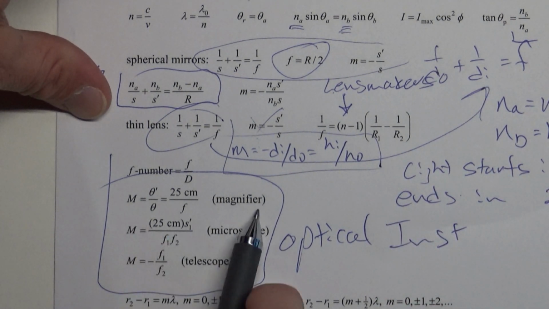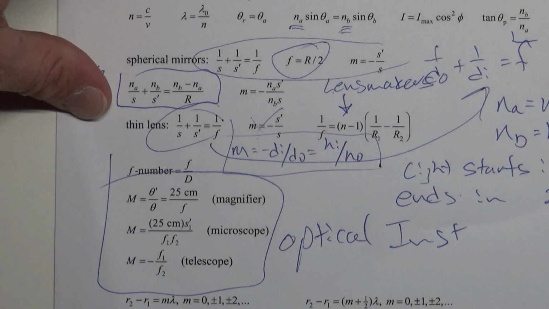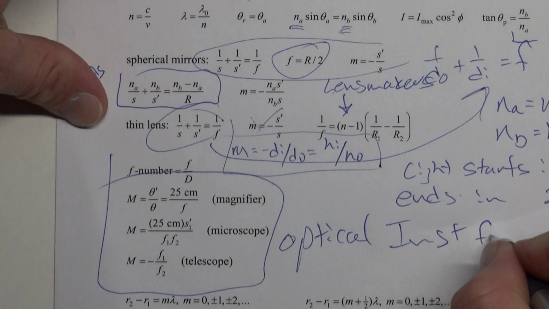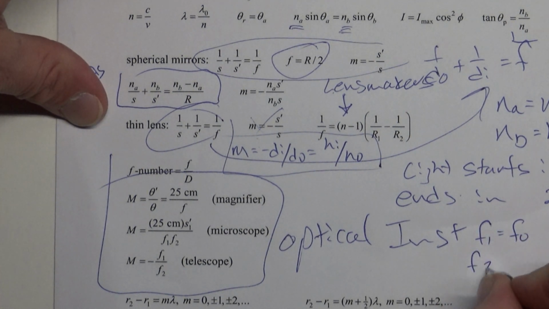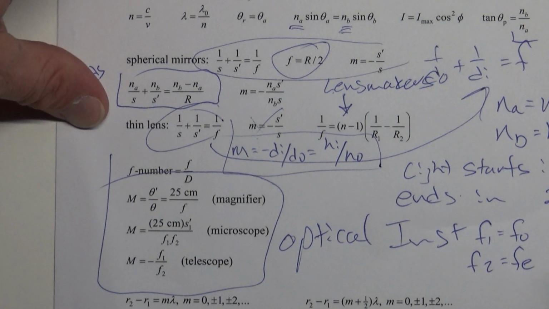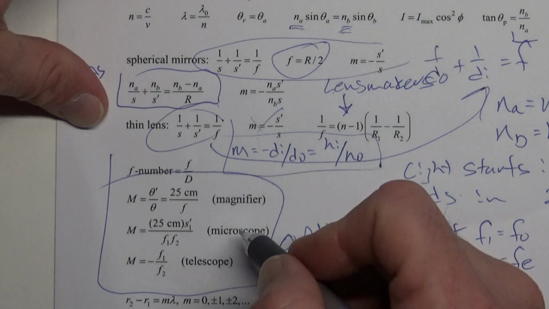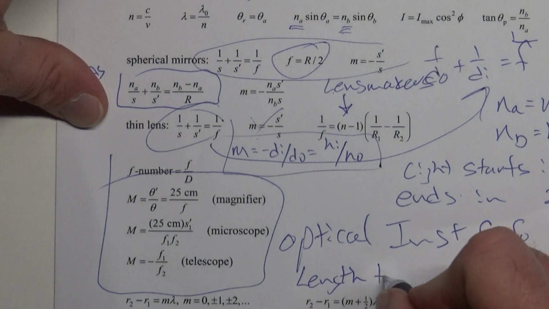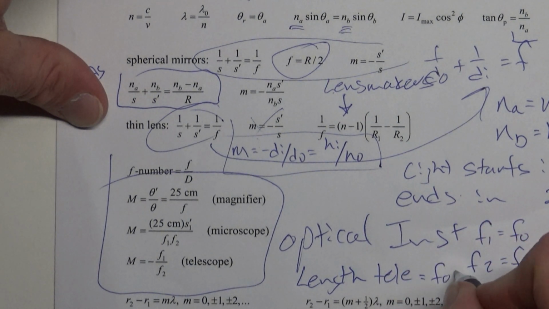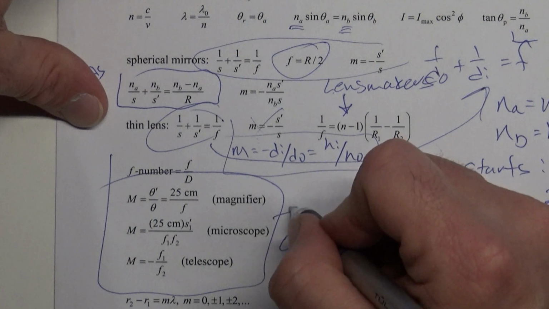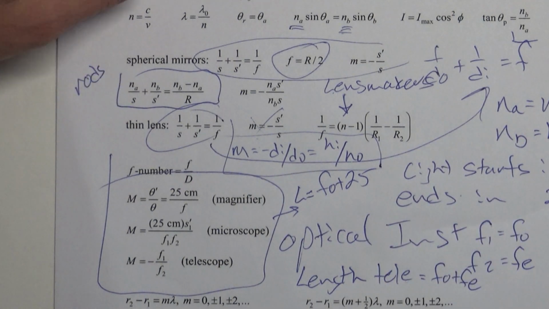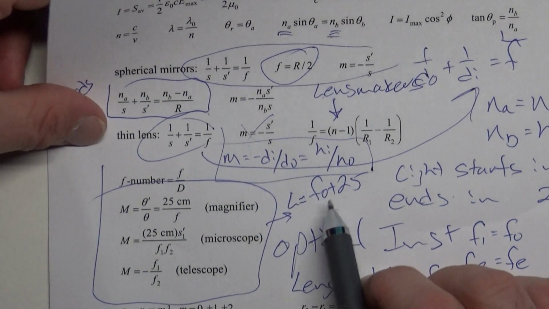All right, over here we get optical instruments. Okay, we have the magnifying glass, which, yeah, that's pretty much what that is. This is a microscope. Now, in both the microscope and telescope, F1 is FO, F2 is FE, where O is objective, E is the eyepiece. We are missing equations for the microscope and telescope for the length. The length of the telescope is FO plus FE. I want to say the length of the microscope is FO plus 25. Okay, I'm not sure on that one because I'm going off memory.